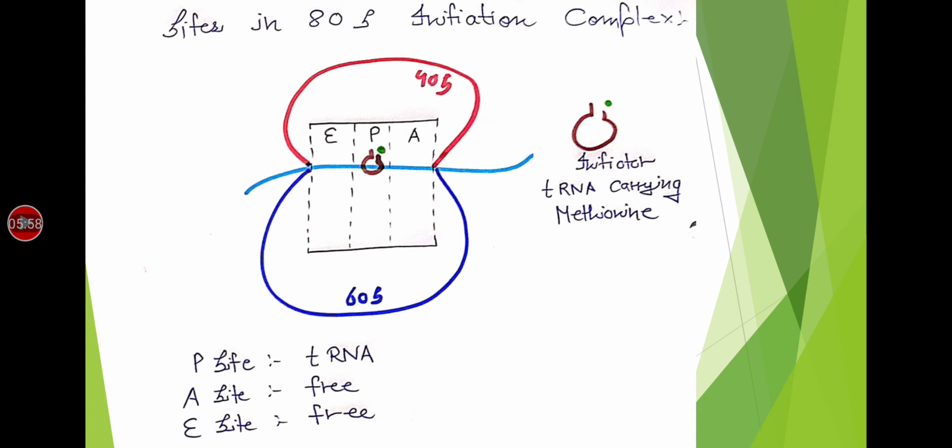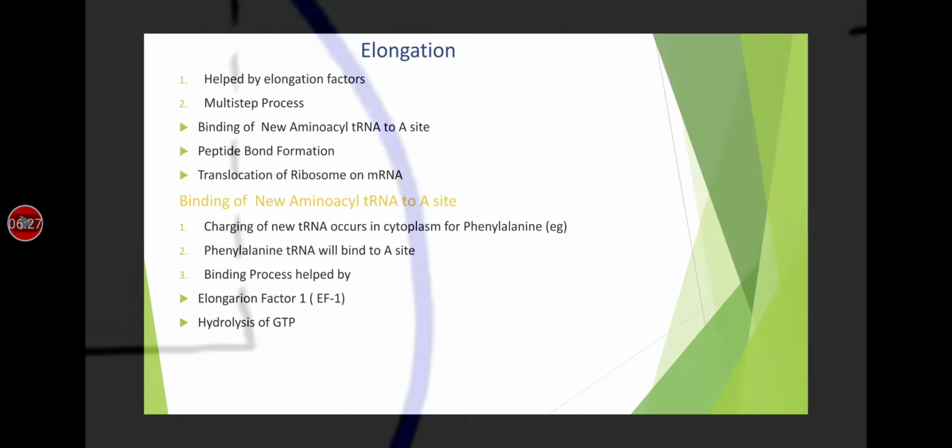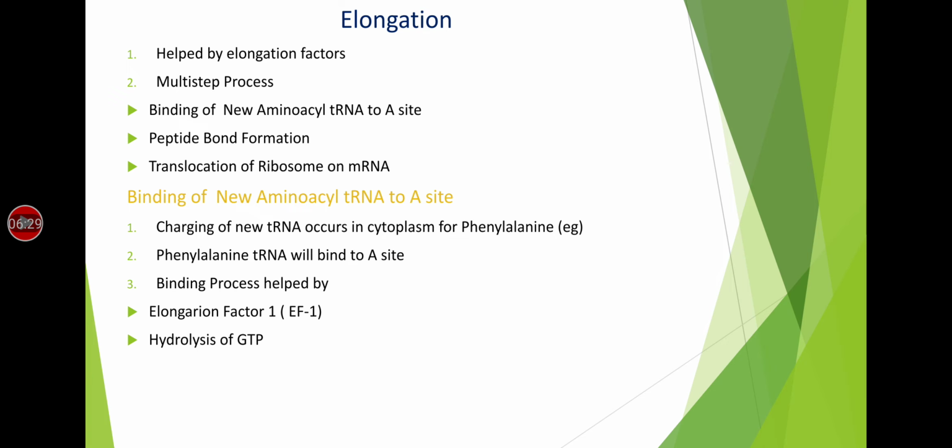Now we are going to see the sites in 80S initiation complex. There are certain sites in the 80S initiation complex. These are P site, A site and E site. Now it is very important to know where exactly the initiator tRNA is located. The initiator tRNA is located in P site and the A site and E site are vacant, they are free. So we completed the initiation step.